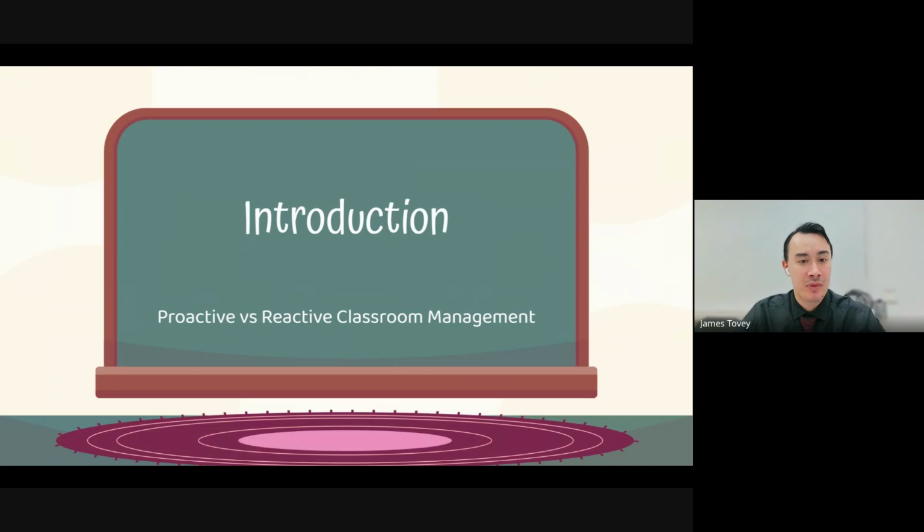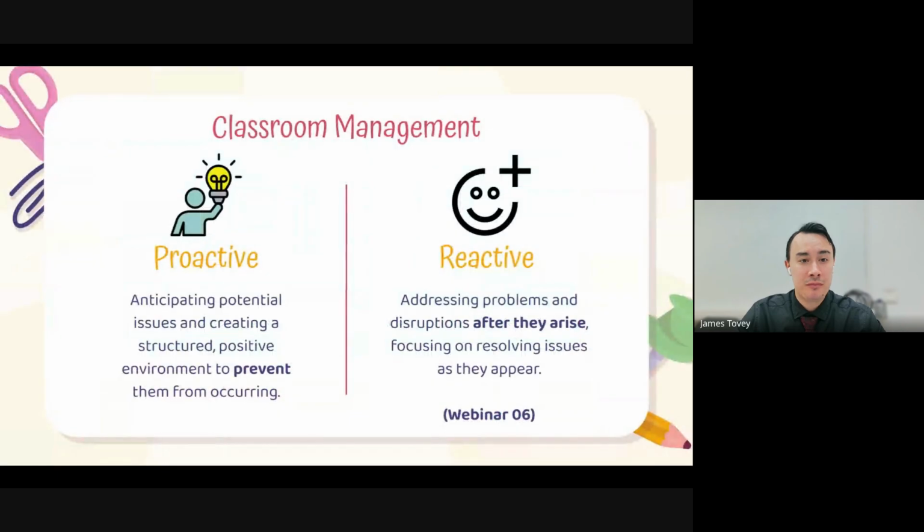All right, so introduction, first of all, proactive versus reactive classroom management. So I suppose I could say at the start, classroom management is all about keeping your students on task, stopping disruptions and making sure that the students are productive in your classroom. So how can we do that proactively?